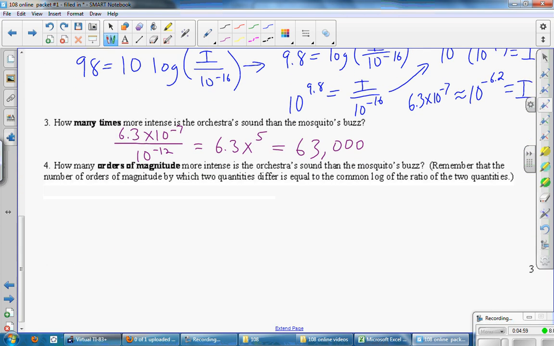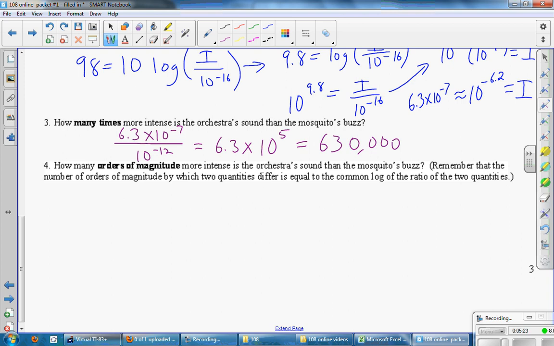What I did wrong is a bunch of things. Let's see. It should have been 6.3 times 10 to the 5, and I wrote 63,000, but that's actually 630,000. Okay, that's more like it. So that's the number of times more intense the orchestra sound is than the mosquito's buzz.